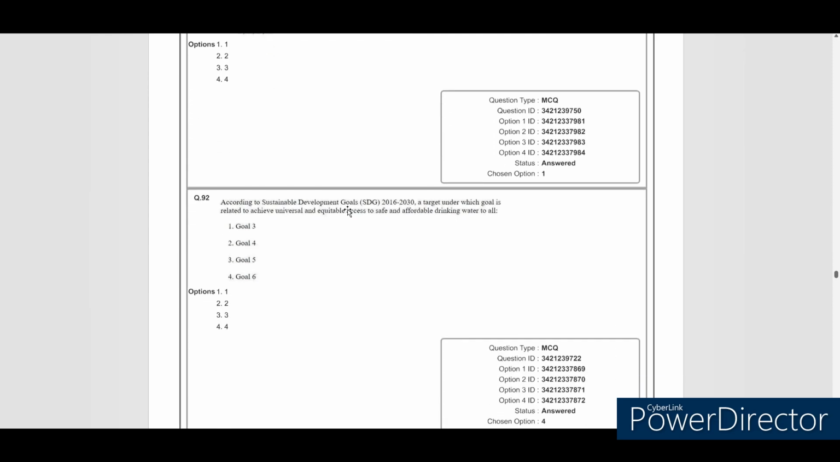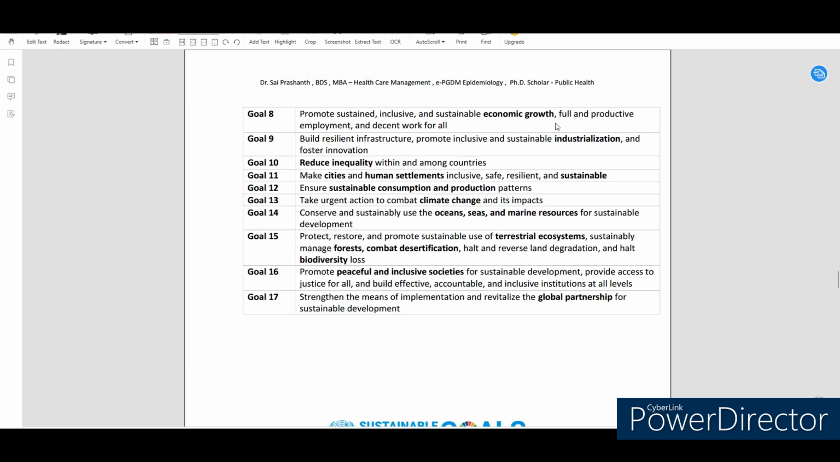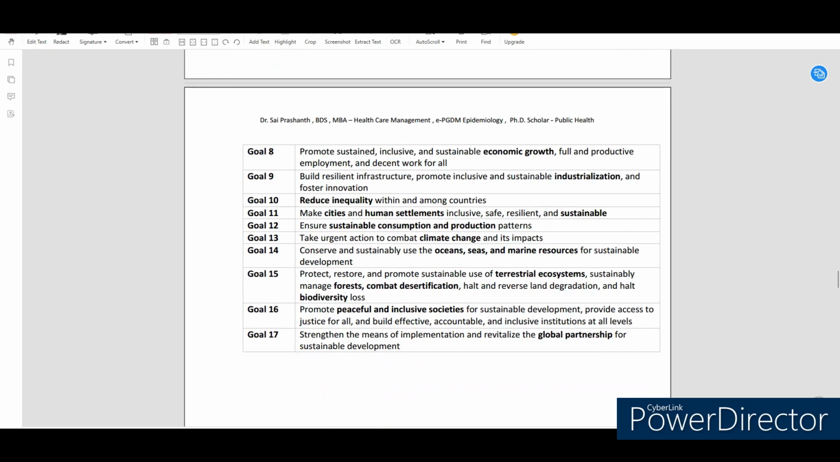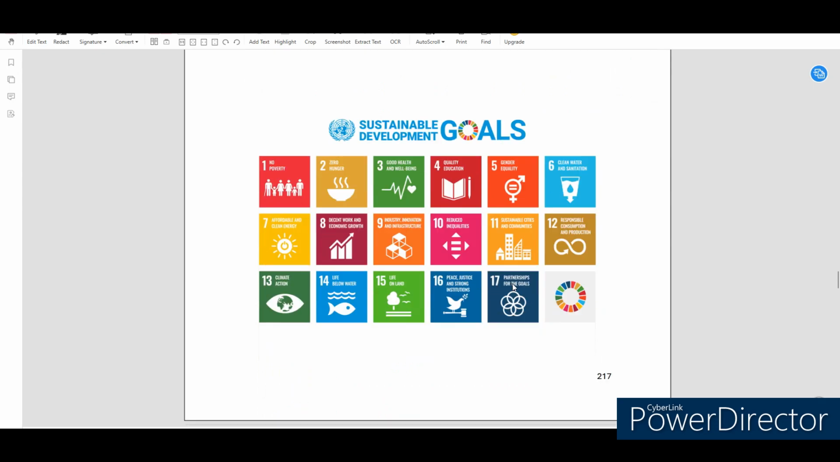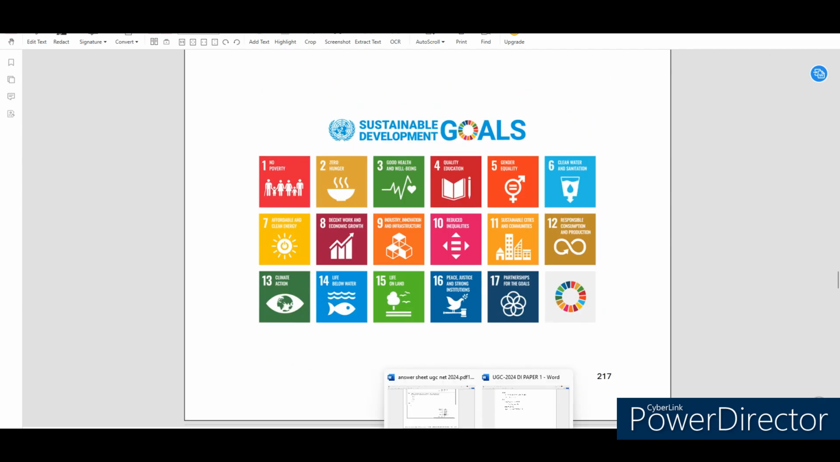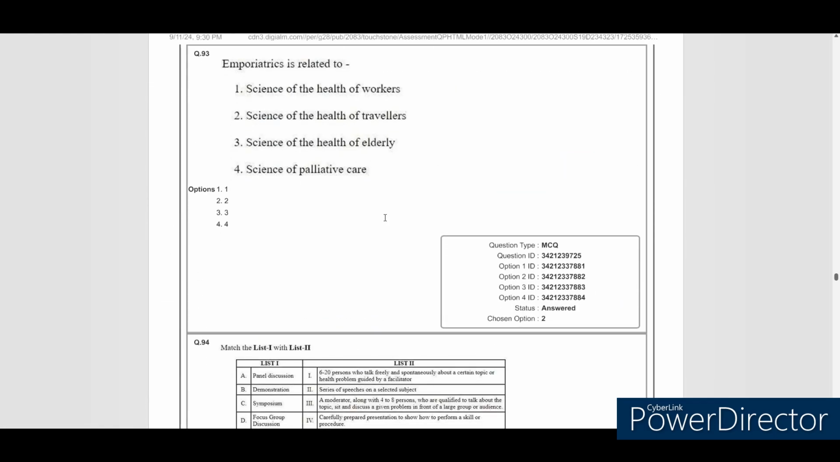Now coming to question number 92, this is also a very direct question. Let me go back to my notes again. These are the goals, which you can read and just remember for answering those types of questions. Also, I've given a picture for this. If you didn't watch my video on MDGs and SDGs, please go and watch it. It's in my playlist. Now coming to question number 93, that is emporiatrics. It is a very direct question. It is related to the health of travelers.